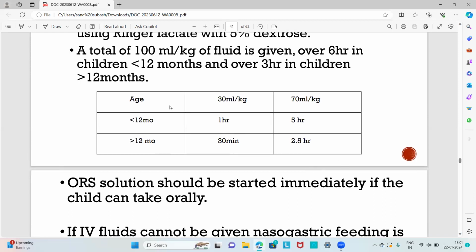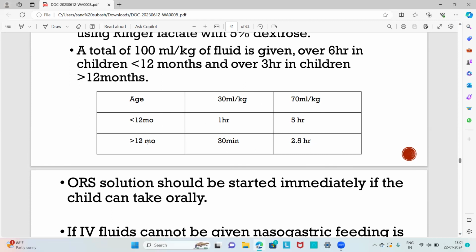If the child is less than 12 months of age, the 100 ml per kilogram is divided into 30 ml per kilogram and 70 ml per kilogram. The total 100 ml per kilogram in less than 12 months is given over 6 hours: in the first hour we give 30 ml per kilogram, and in the next 5 hours we give 70 ml per kilogram.